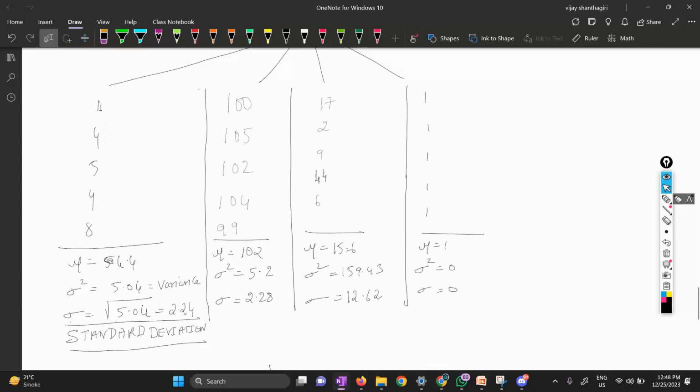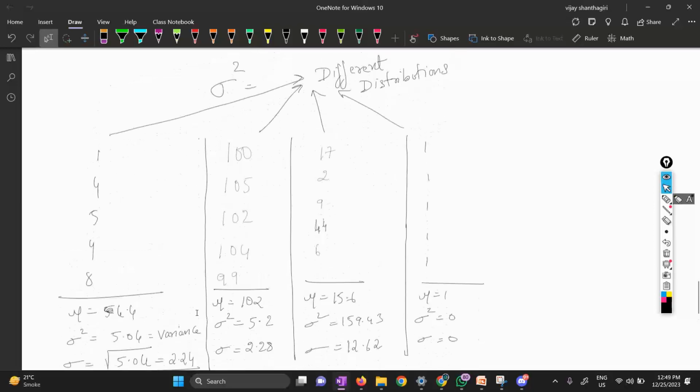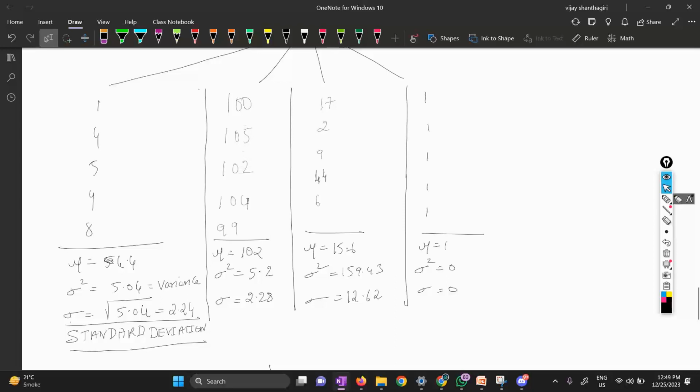14548 is the only single digit number. Variance 2.2, standard deviation around 2.24. 100, 105, 102, 104, 99 are all triple digit numbers, almost, barring this 99 being very small, but still almost a triple digit number. Standard deviation 2.28. Not much difference between these two. You see this? Not much difference between this and this.